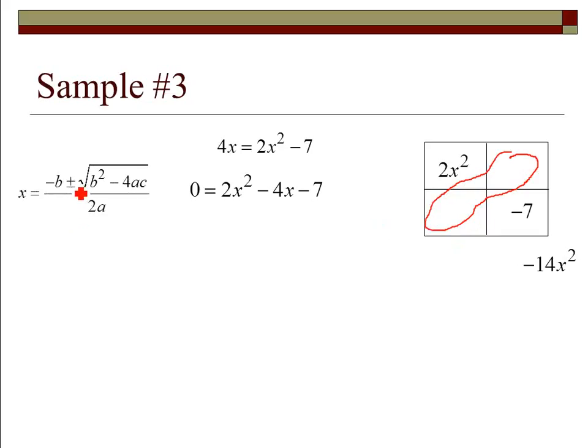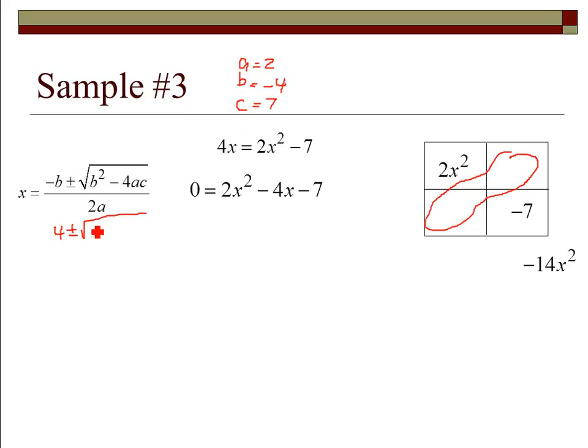So we have negative b plus or minus square root of b squared minus 4ac all over 2a. You want to make sure you have that memorized. So in this case, we have a is equal to 2, b is equal to negative 4, c is equal to negative 7. So I'll do negative of negative 4. That's going to be 4 plus or minus the square root of.